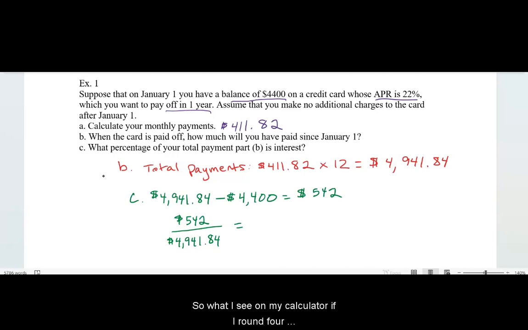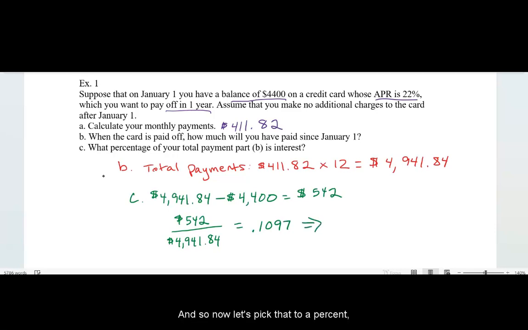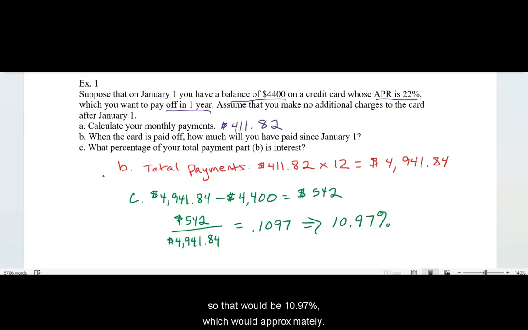So what I see on my calculator, if I round to 4 places, is 0.1097. Now let's convert that to a percent, which means, remember, you're multiplying that by 100. So that would be 10.97%, which is very close to 11%. So roughly 11% of your payments went to the interest, and that's if you wanted to pay it off in 1 year.